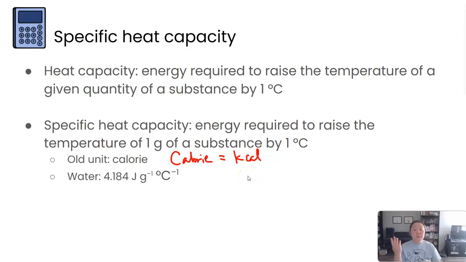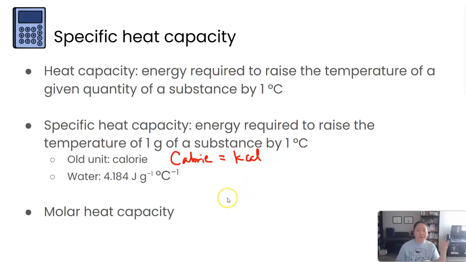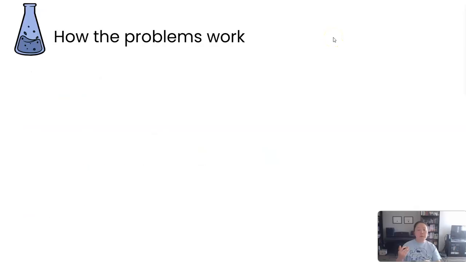The specific heat capacity of water is going to be 4.184 joules per gram per degree Celsius. So for 1 gram of water, to raise it up by 1 degree Celsius, it's going to be 4.184 joules. Now you may encounter molar heat capacity as well. It's unlikely, but it's possible, in which case it's the same idea, energy required to raise the temperature of 1 mole of a substance by 1 degree Celsius. That's all it is. So here's how calorimetry problems work.